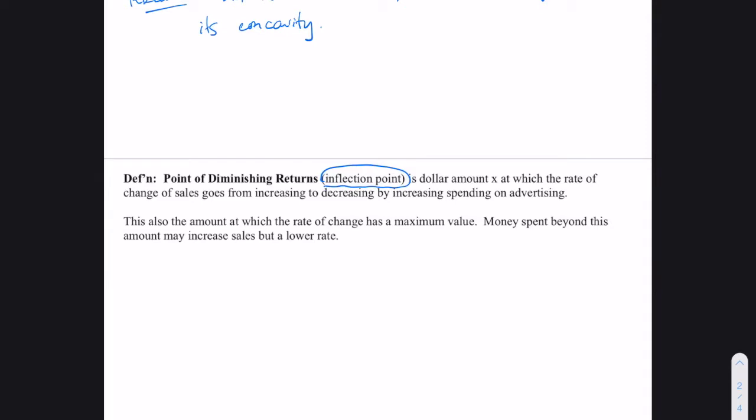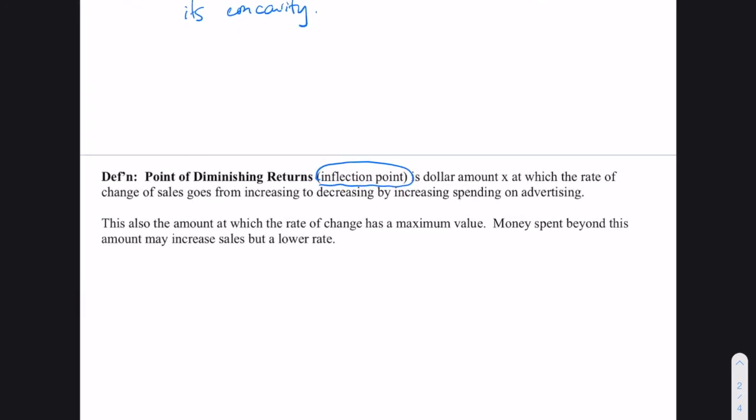So this is defined as the dollar amount x at which the rate of change of sales goes from increasing to decreasing by increasing spending on advertising. What exactly this is saying is that you have a point where the function changes concavity, meaning the sales rate goes from increasing to decreasing.